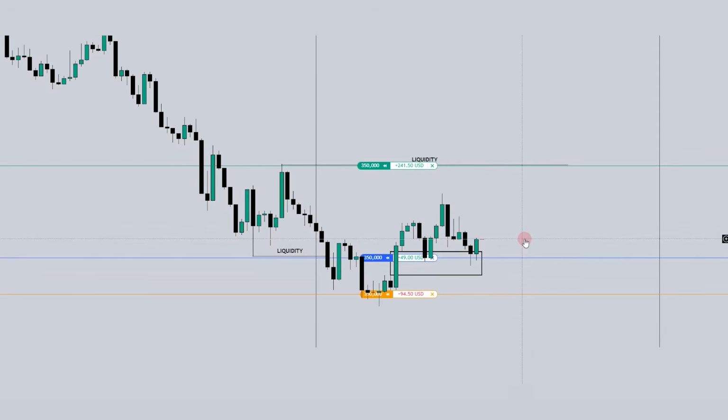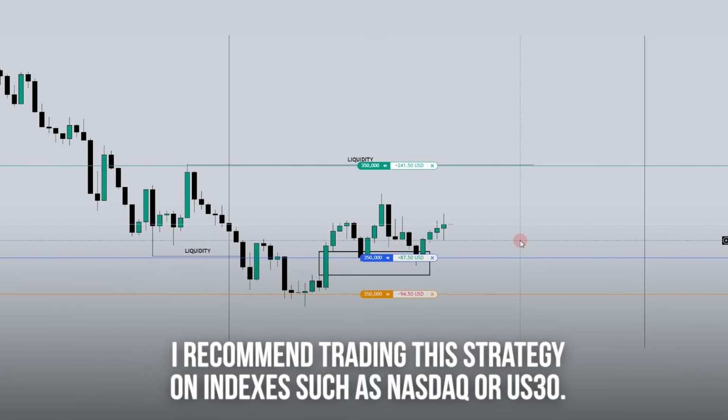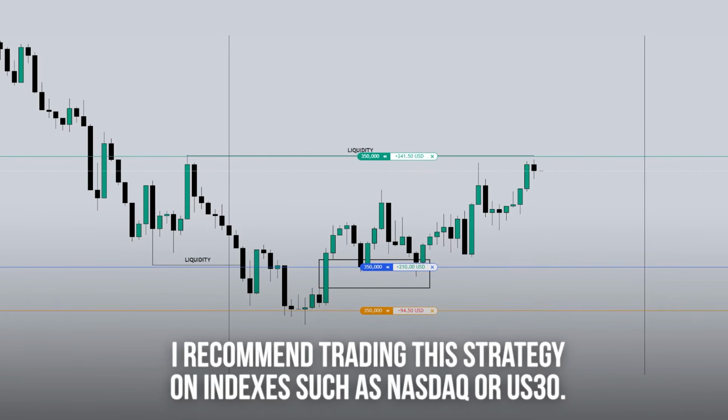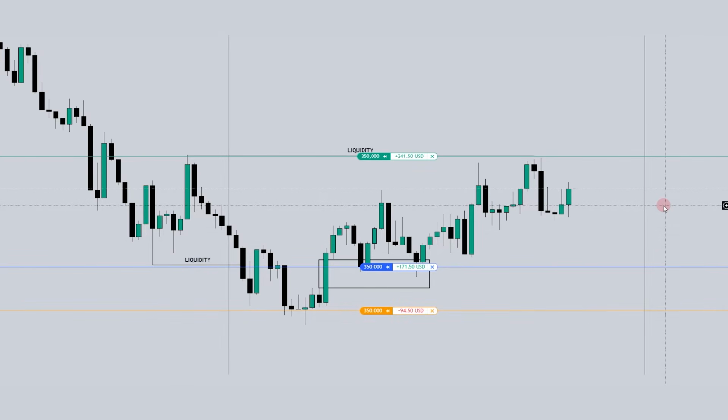I recommend trading this strategy on indices such as NASDAQ or US30. On currency pairs, especially EUR/USD, Silver Bullet gives less stable results. The best setups are on indices, where there are high volumes and a clear reaction to liquidity. Now let's look at the algorithm of how I use this model in trading.